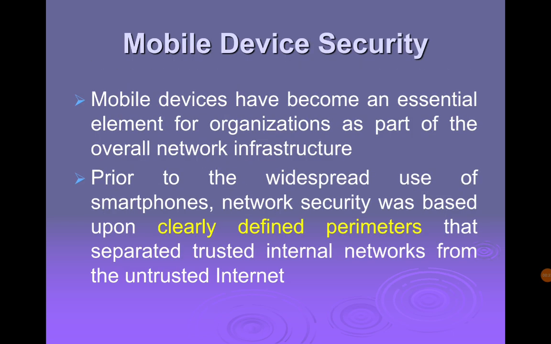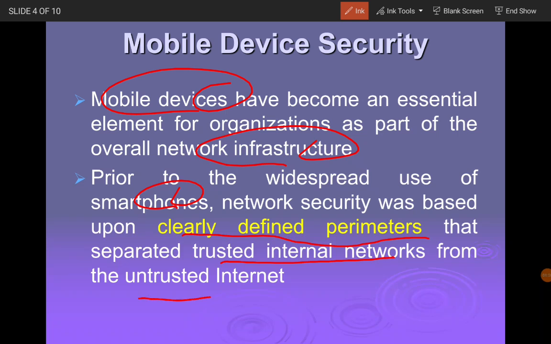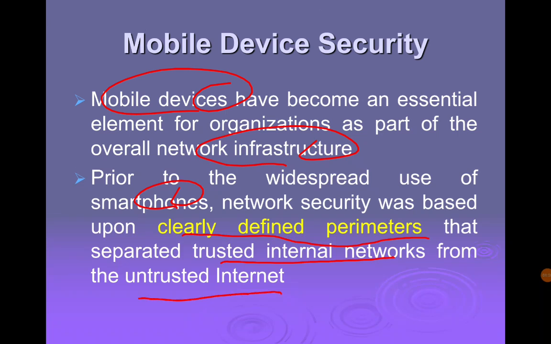Most of the organizations now depend on mobile devices. They are the main parts of their network infrastructure. Before the invention of smartphones, network security was based upon clearly defined perimeters. That is, we had a clear separation between the trusted internal network and the untrusted internet. But now it is not applicable.